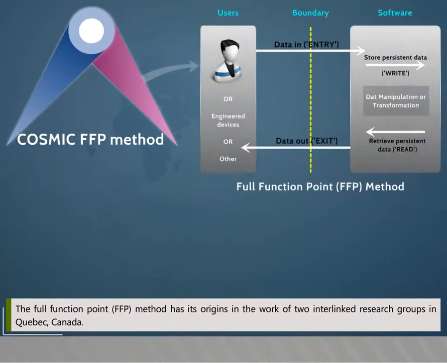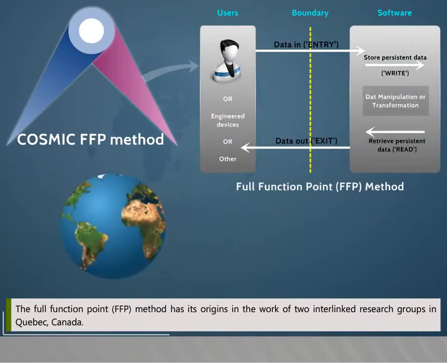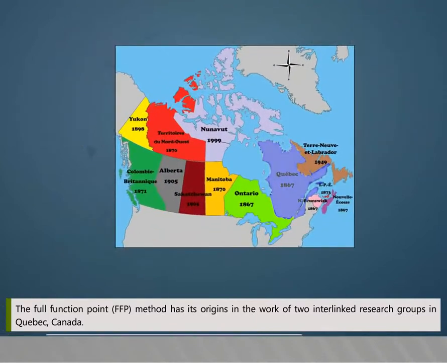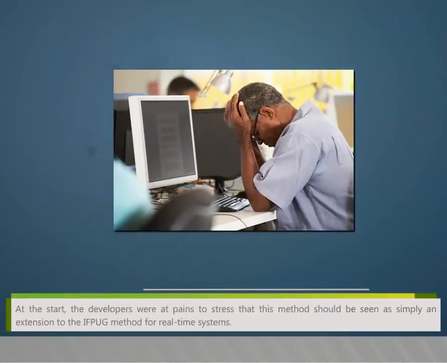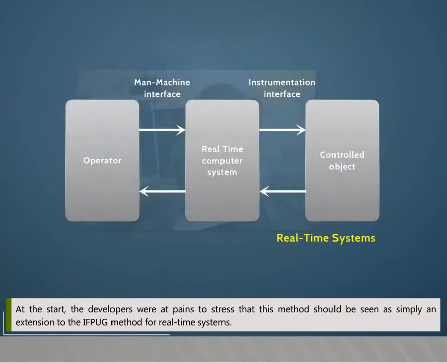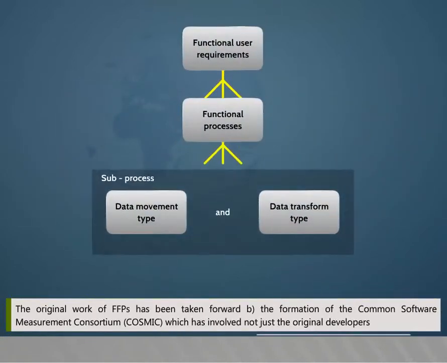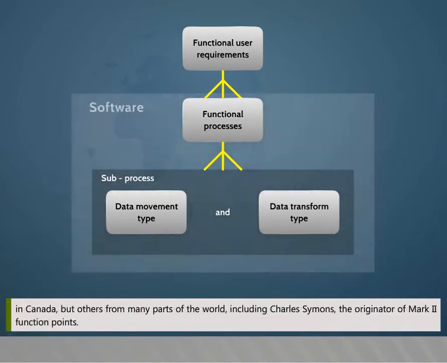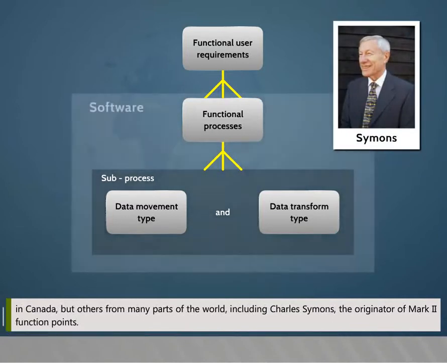The full function point FFP method has its origins in the work of two interlinked research groups in Quebec, Canada. At the start, the developers were at pains to stress that this method should be seen as simply an extension to the IFPUG method for real-time systems. The original work of FFPs has been taken forward. The formation of the Common Software Measurement Consortium, that is COSMIC, has involved not just the original developers in Canada, but others from many parts of the world, including Charles Symons, the originator of Mark II function points.